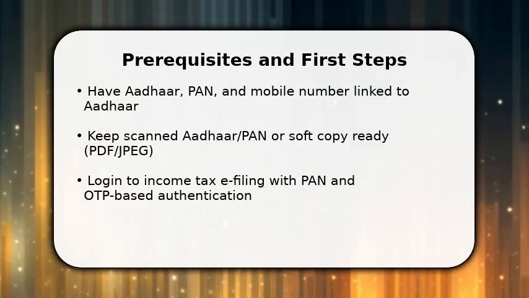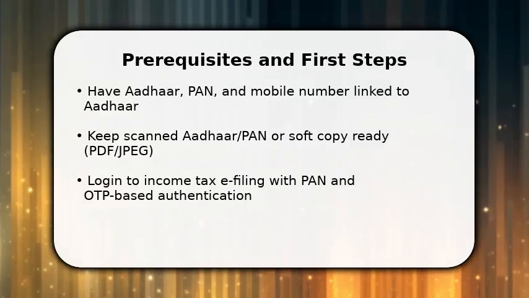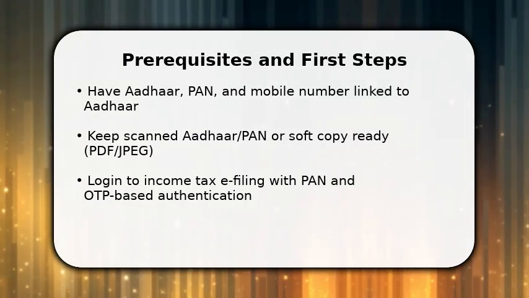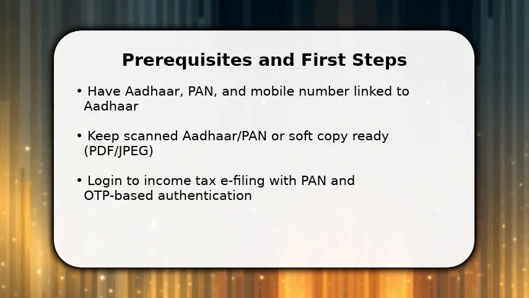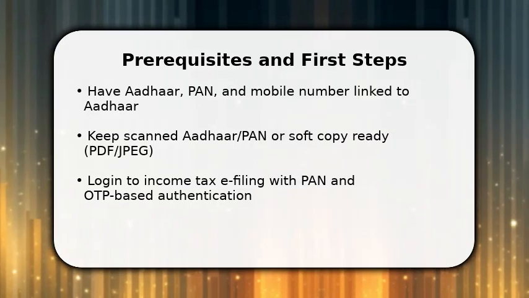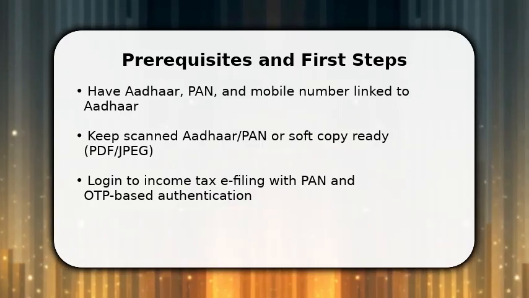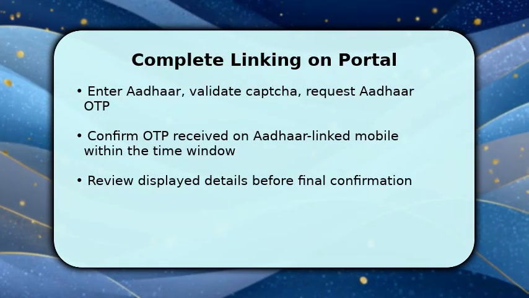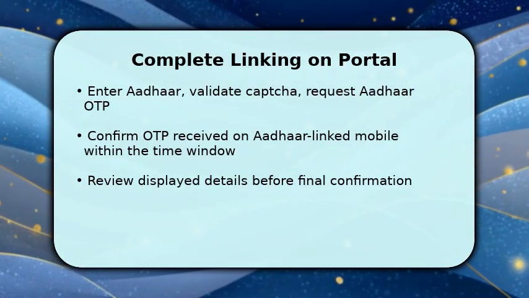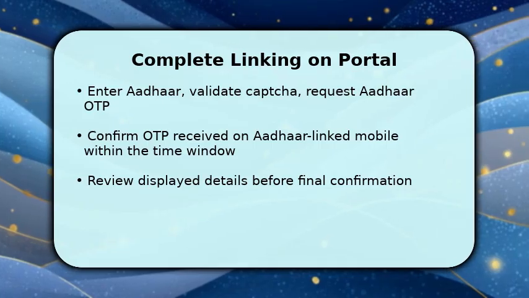Make sure your name, gender, and date of birth on both documents match exactly. Small mismatches cause failures. If they do, enter Aadhaar number and CAPTCHA, then request OTP to your Aadhaar-linked mobile to proceed. Now you'll see a screen showing Aadhaar and PAN details side by side. This is where you verify correctness.